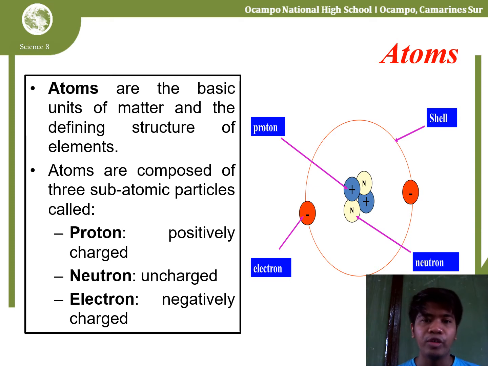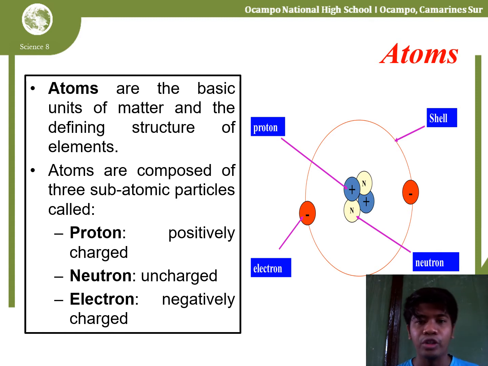Now, atoms are composed of three subatomic particles. Okay? Yung matter binubuo ng atom. Sa loob ng atom, meron pa tayong mga particles na makikita. Tinatawag natin silang mga subatomic particles. The three main subatomic particles in an atom are the following. We have the proton, the neutron, and the electron.